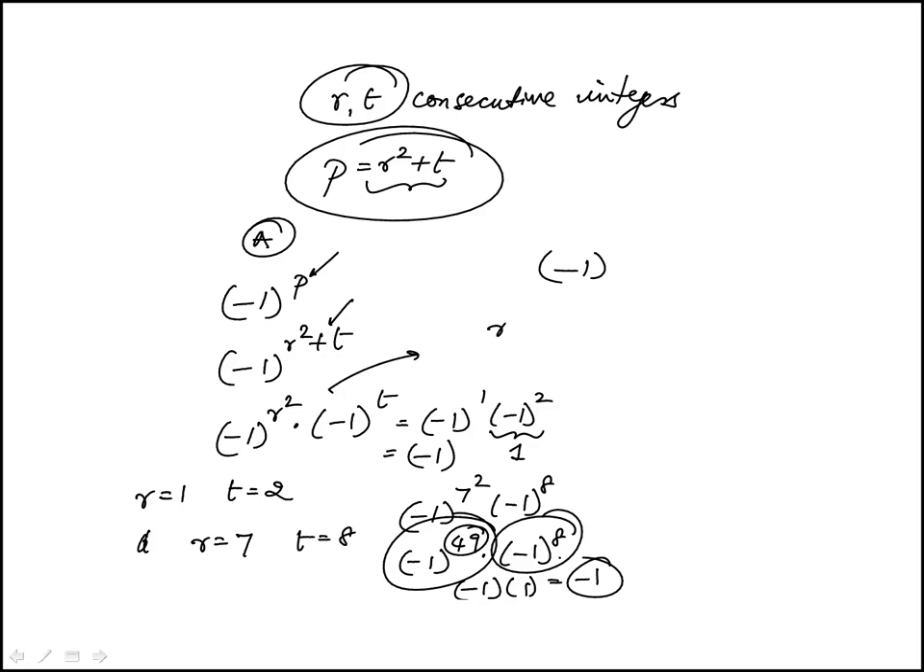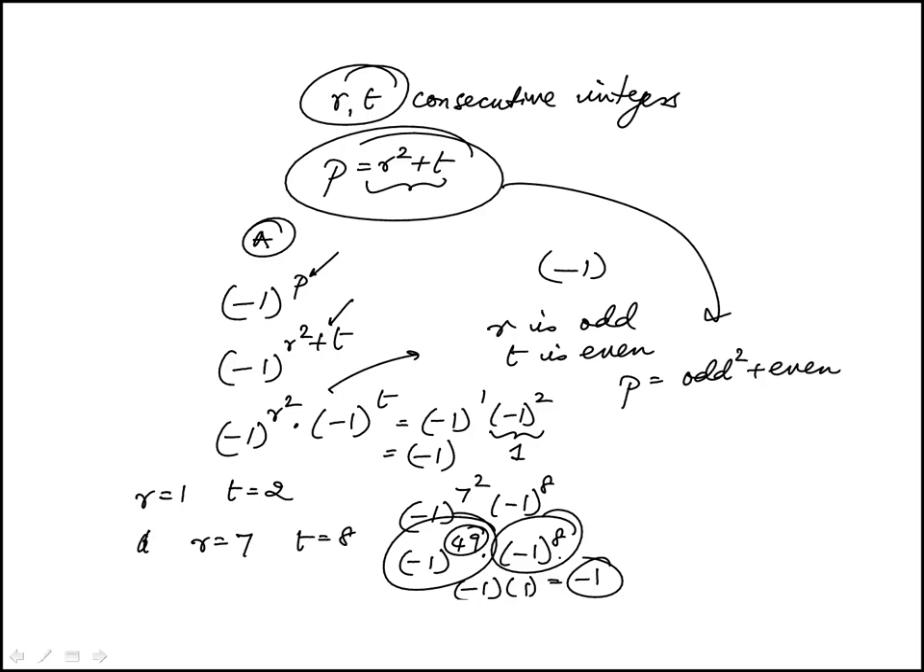So if r is odd and t is even, then we can also go back to p. Odd squared, so p would have this form. Odd squared is odd, odd plus even is odd, and minus 1 to the power of an odd integer is always minus 1.